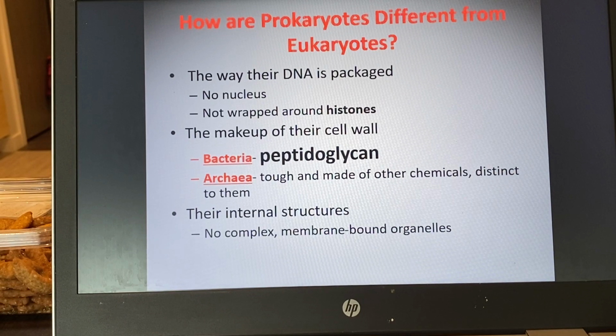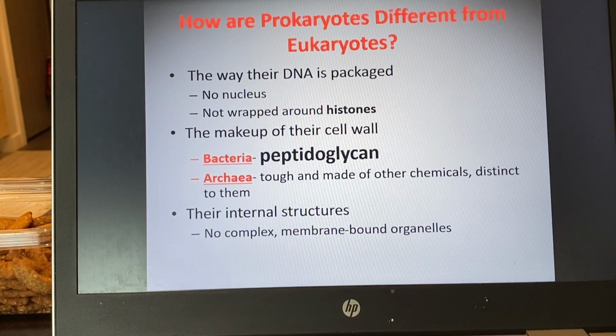When we come down to it, it's really the way that their DNA is packaged. So prokaryotes, even though they're small and simple, they definitely have DNA. That's how their genetic information is carried, just like eukaryotes. The only difference is that eukaryotes have their DNA contained in a special compartment called a nucleus, whereas prokaryotes don't. They're really, really simple.